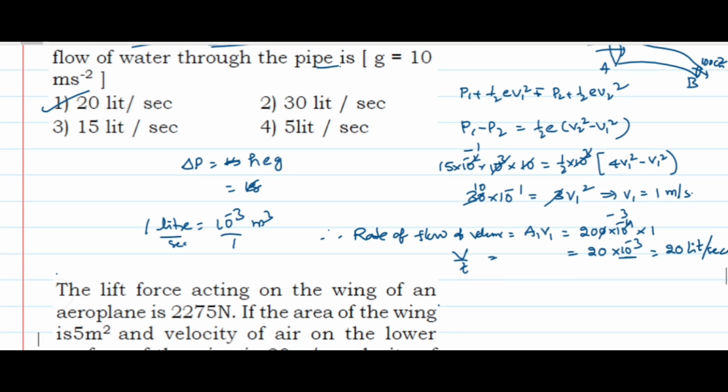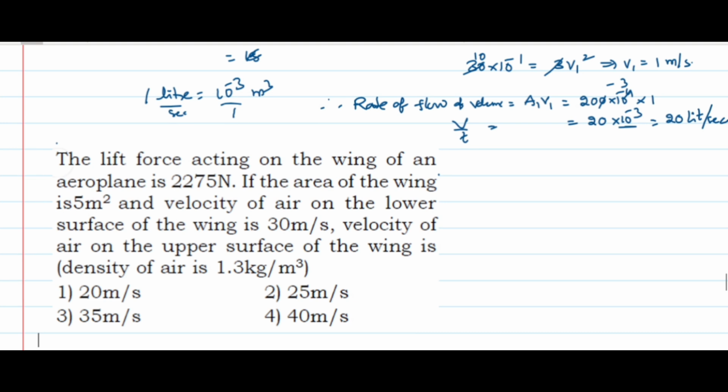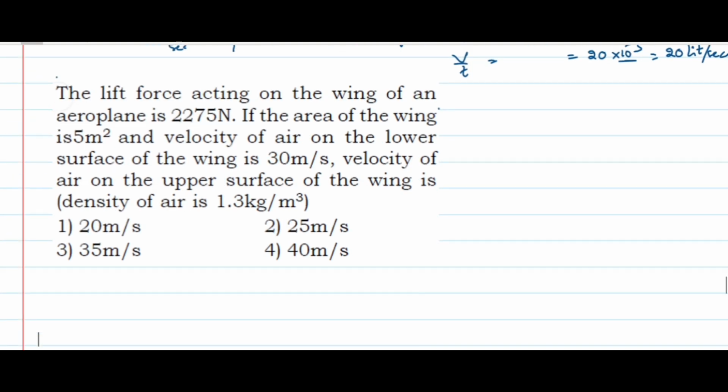Now look at the next question. The lift force acting on the wing of an aeroplane is given as 2275 newtons. The area of the wing is given as 5 meter square, and the velocity of the air on the lower surface of the wing is given. They are asking for the velocity on the upper surface of the wing.